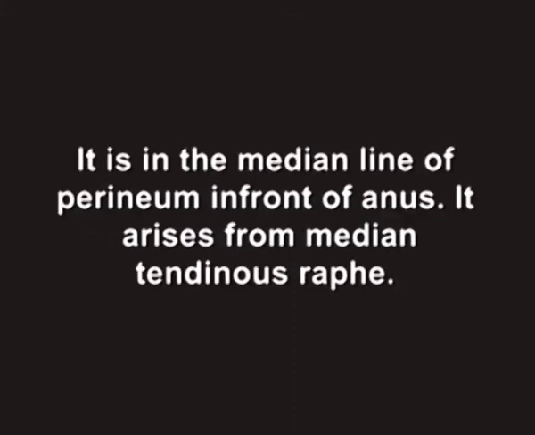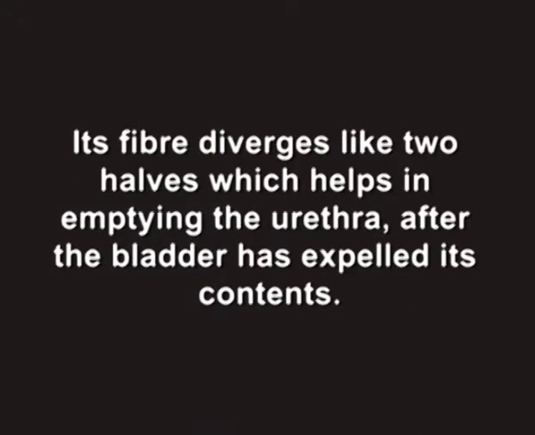Bulbospongiosus. It is in the median line of perineum in front of anus. It arises from median tendinous raphe. Its fibers diverge like two halves, which helps in emptying the urethra after the bladder has expelled its contents.